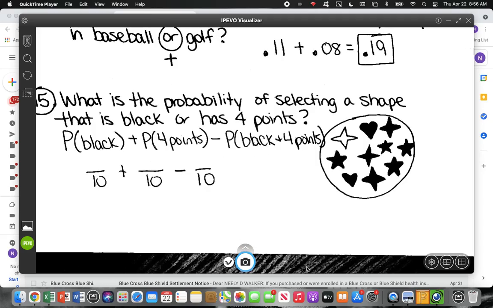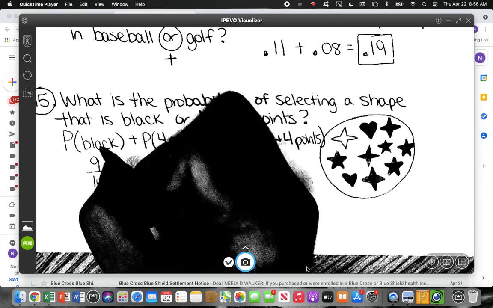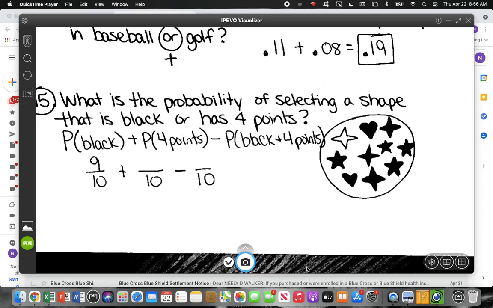So how many of these shapes are black? 9. All right, how many of them have 4 points all together? 4 points are these little weird looking ninja star things. You guys agree there's 4? 1, 2, 3, 4. So when you add 9 plus 4, that's 13. You know that you can't have 13 out of 10. You subtract out the ones that are both.